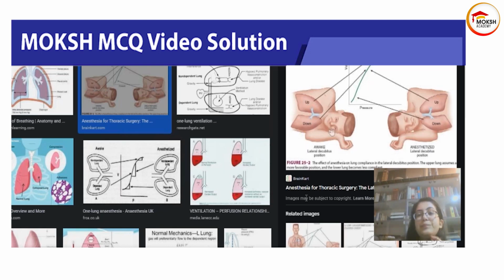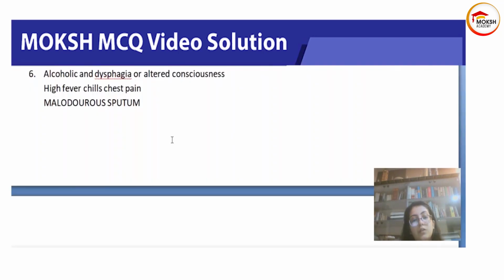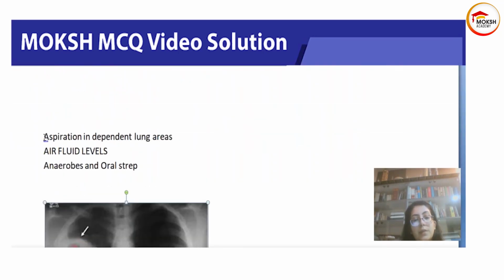If someone is not unconscious but has dysphagia, and he's sitting, and in the sitting position he is having aspiration, then the inferior part of the lung is going to become the dependent position. So the important thing is that if the lung abscess is due to aspiration, it is going to happen in the dependent part of the lung, depending on which position your body is in right now.